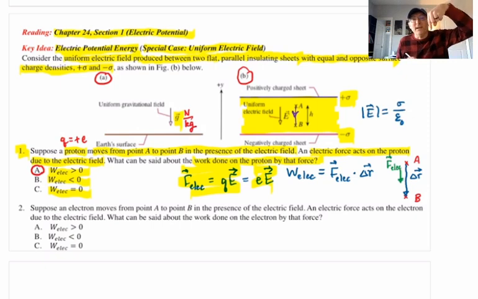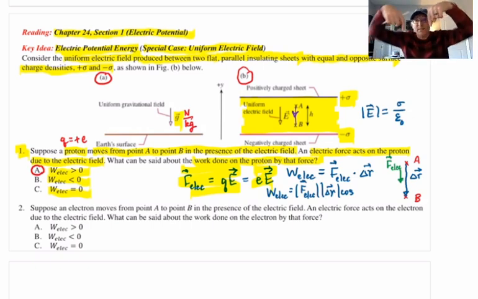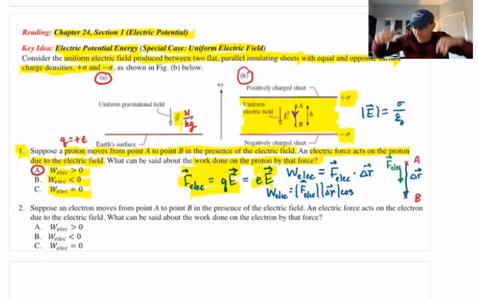Notice then the F electric and the delta R are exactly in the same direction. So when we write down the symbolic expression for this W, we will have the magnitude of F electric times the magnitude of delta R times the cosine of the angle between F electric and delta R when they're drawn with a common tail. They both point in the same direction. So the angle between them is 0 degrees.